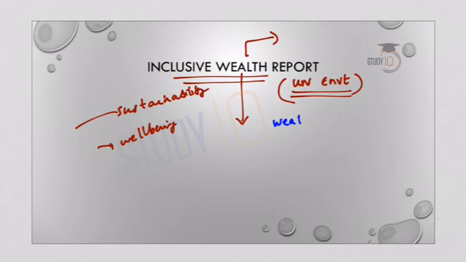So the wealth of a nation, how it is distributed among its citizens, how sustainably it is being used, and what safeguards are taken for future generations. All these are measured under the Inclusive Wealth Index.